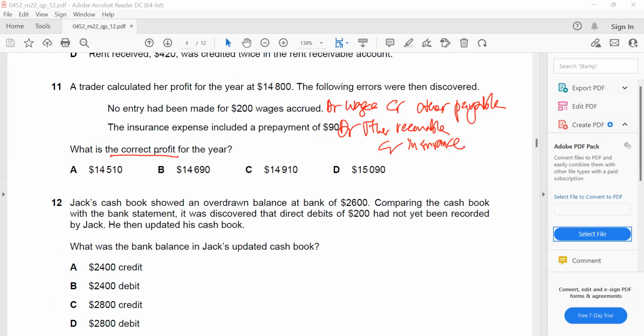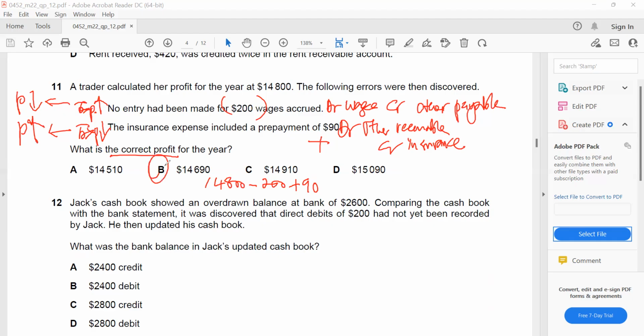So what is the correct profit? Okay, when we debit wages, this one will expenses increase. This one, when we credit insurance, expenses decrease. So this one profit will decrease, this one profit will increase. So in this case, this one have to minus, this one have to plus. So 14800 minus 200 plus 90. 14800 minus 200 plus 90. 14690. So the answer should be B.